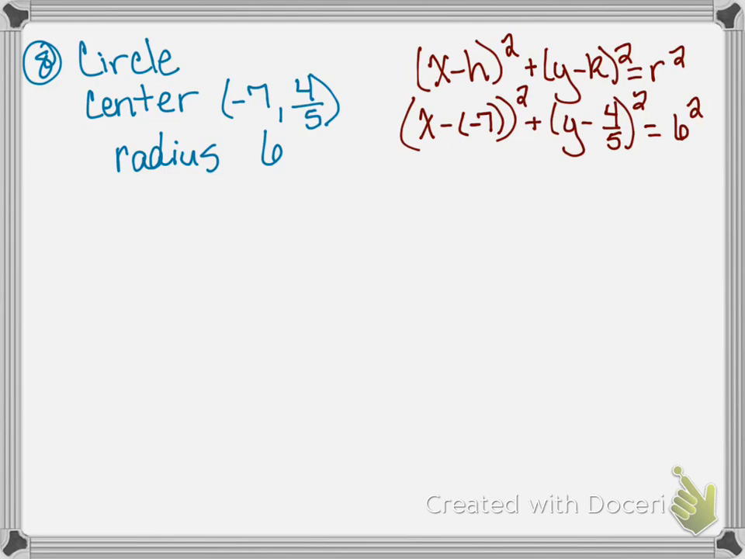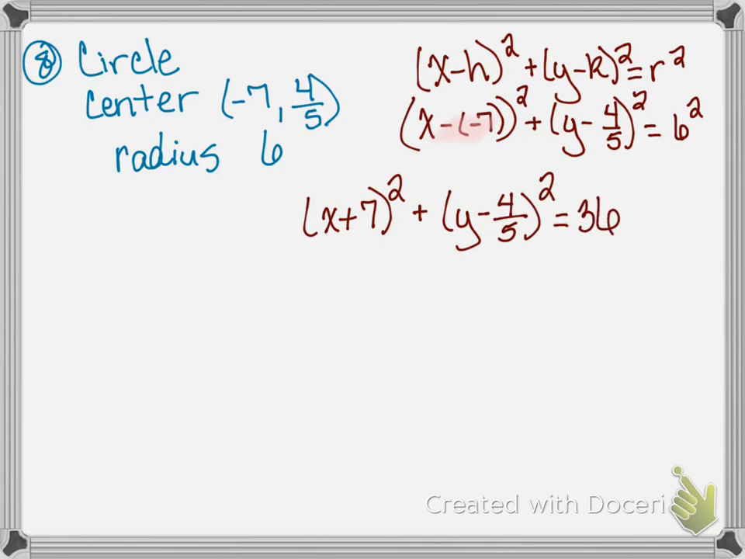So the first thing we're going to address is this double negative right there. So I'm going to end up with x plus 7 squared. Okay, our y values, we're just going to leave the same: y minus 4/5 squared. And then finally, we're going to square our 6, which is the length of our radius. So 6 squared is 36.